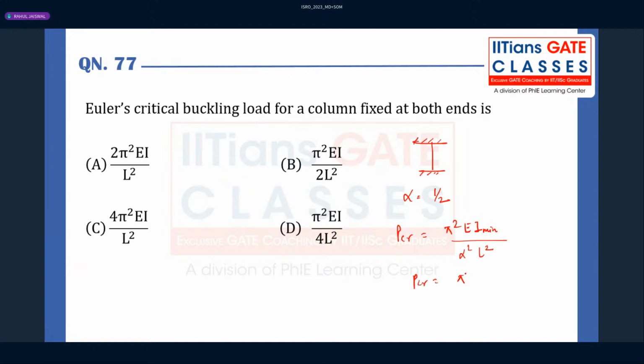So P critical will be pi square EI divided by L. Alpha is what? 1 upon 2, 1 upon 2 whole square, 4. So 4 pi square EI divided by L square. So C will be correct.